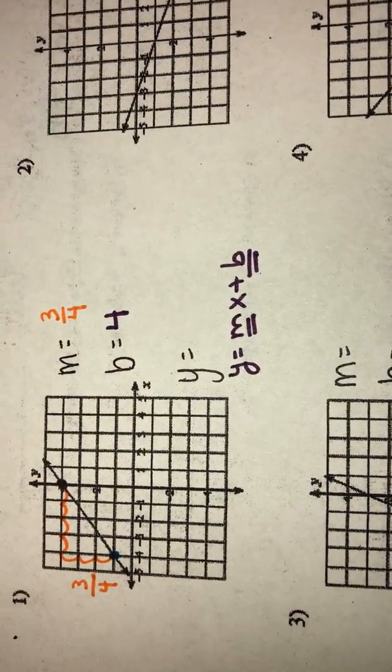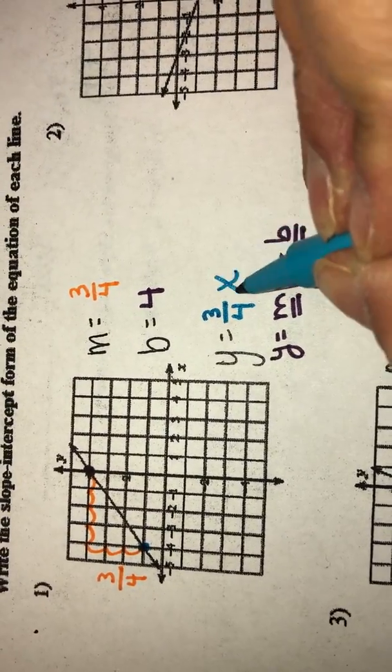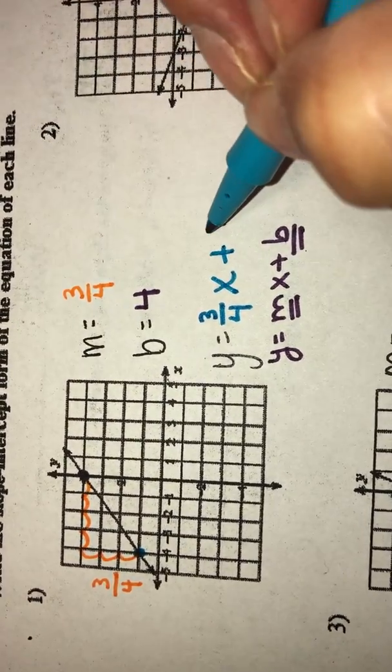Once you find your slope and your y-intercept, you can write your line. Remember, your slope is always going to be the one next to the x. There it is. And this is positive 4, so I'm going to put plus 4.